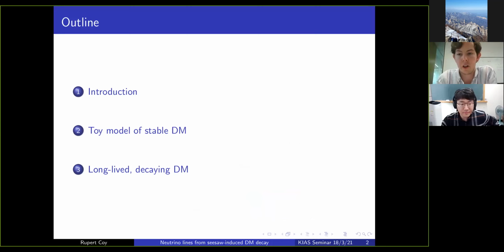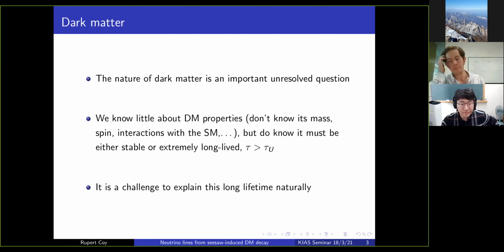Then I'm going to move on to a toy model of stable dark matter, and then the actual model where we have long-lived decaying dark matter connected to seesaw physics. I'm not going to motivate dark matter because I think everyone here knows the story very well and understands its motivation.